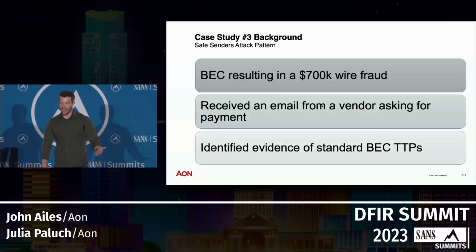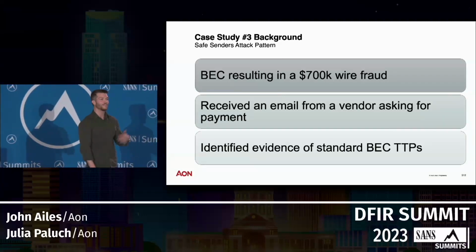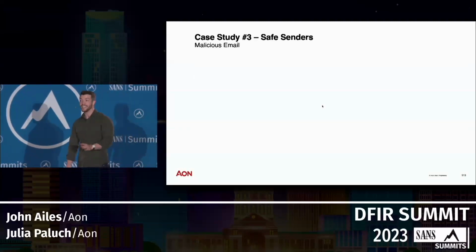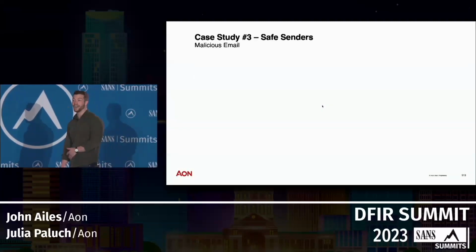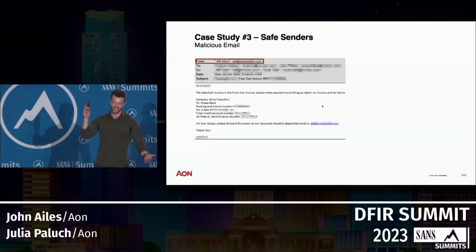So we got into their environment and we saw evidence of standard business email compromise TTPs. A lot of the stuff Julia was talking about at the beginning, things like inbox rules, logins from hosting providers, all of the stuff you don't want to see in your Microsoft 365 environment. It did get a little bit more interesting when we downloaded the compromised user's PST. This is the message that the threat actor sent, and I have it censored out here, so you're going to have to take my word for it.